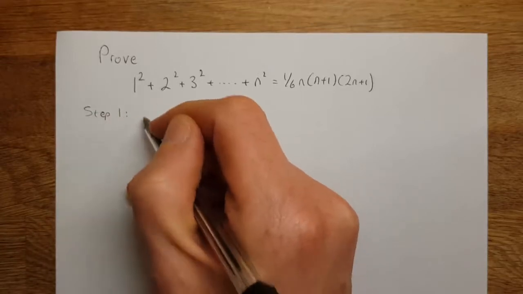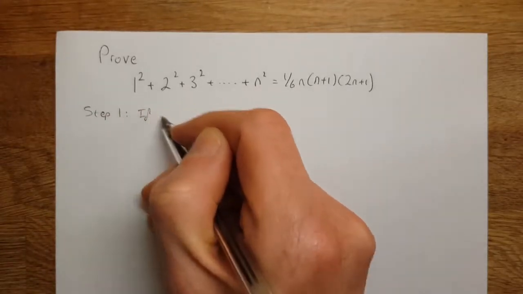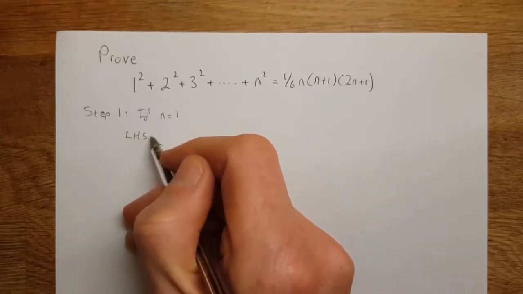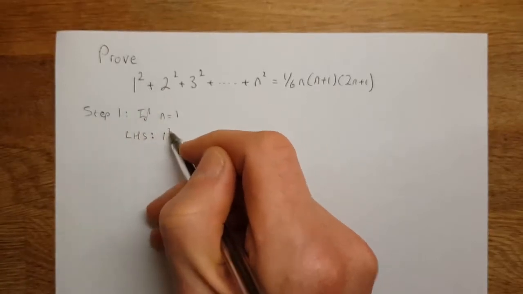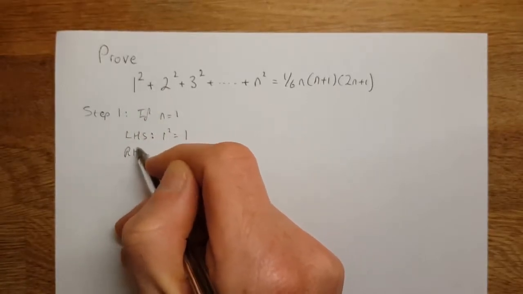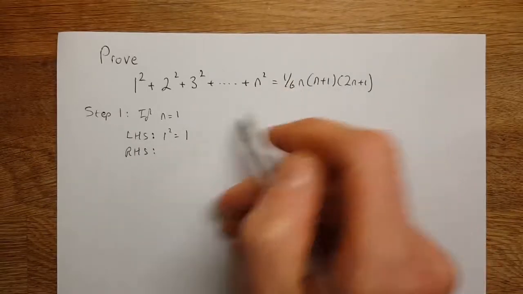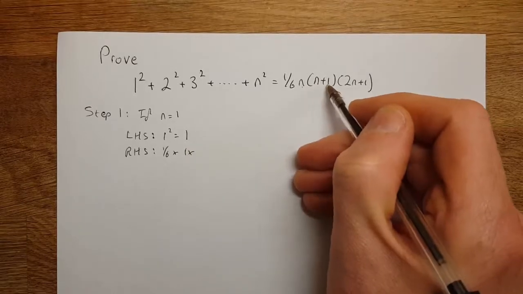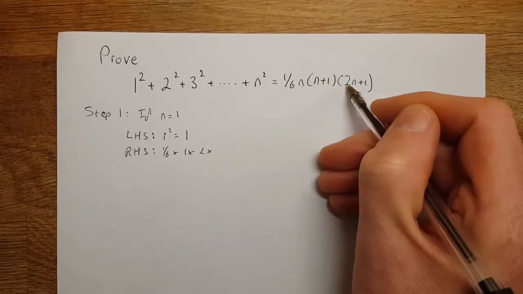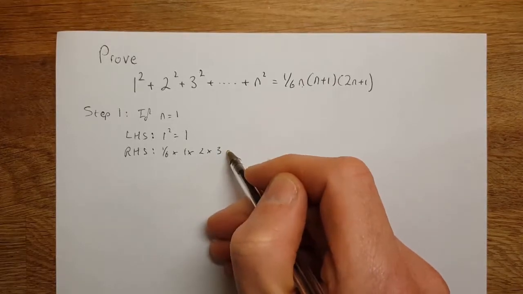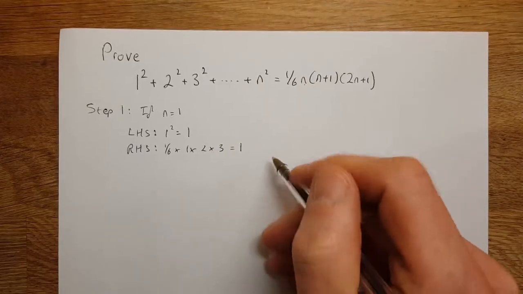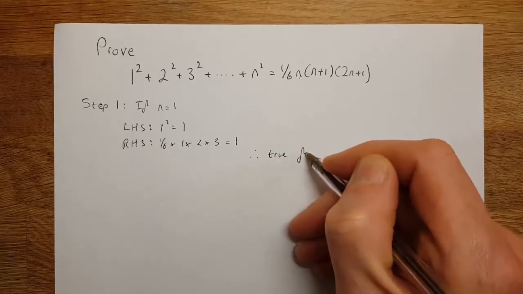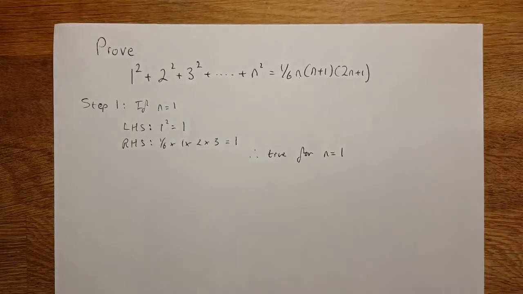Step number 1, what I'm going to do is look at what happens if n equals 1. If n equals 1, my left hand side is just 1 squared, which is 1. And the right hand side is a sixth times 1 times n plus 1, which is 2, times 2 times 1 plus 1, which is 3, which also equals 1. Therefore, the first step of the process is true. So we know it's true for n equals 1.